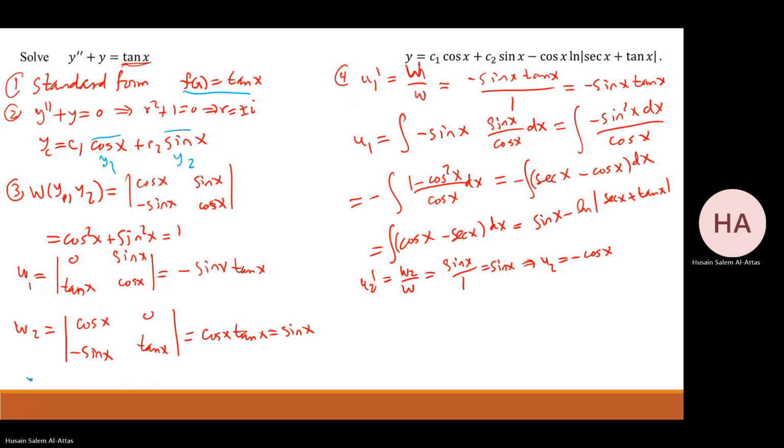Okay. Now I need the fifth step, the last step, yp: u1 y1 plus u2 y2. Yeah, be careful now. u1 is this, so I have sine x minus ln secant x plus tan x, all of this multiplied by cosine x. Then u2, which is minus cosine x times sine x.